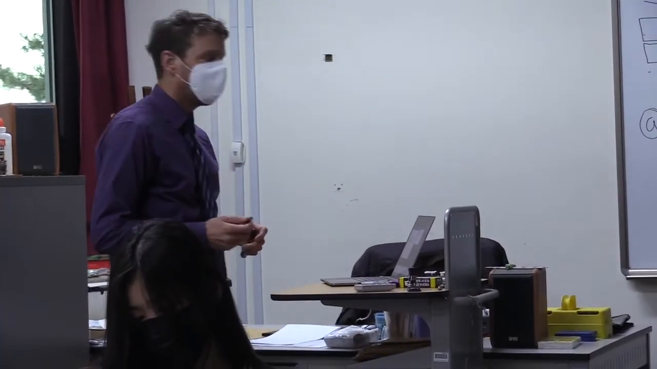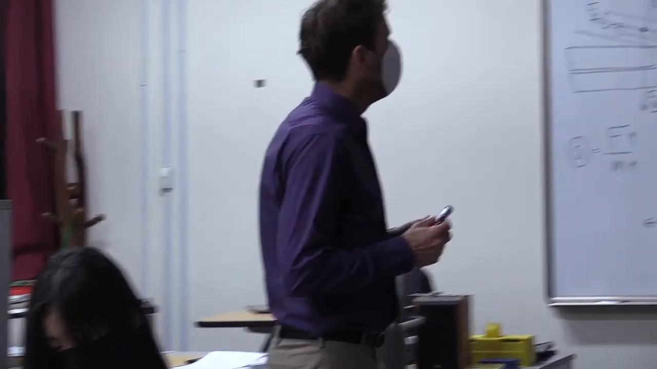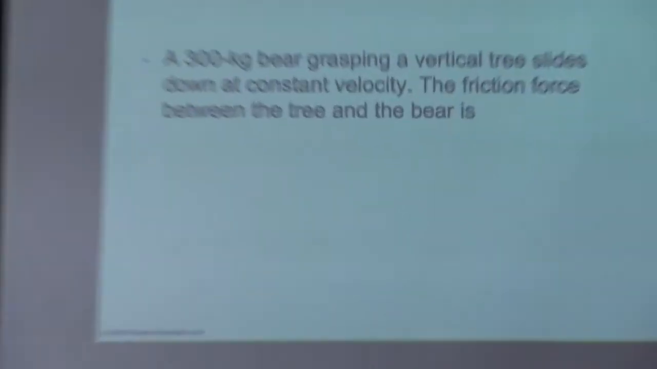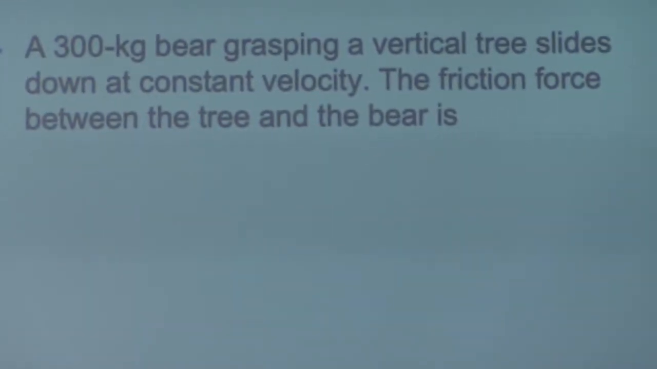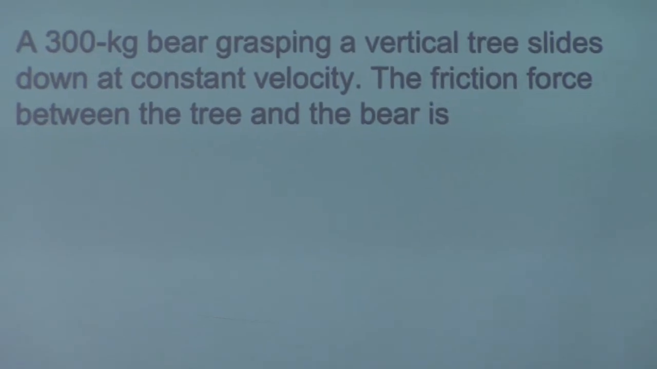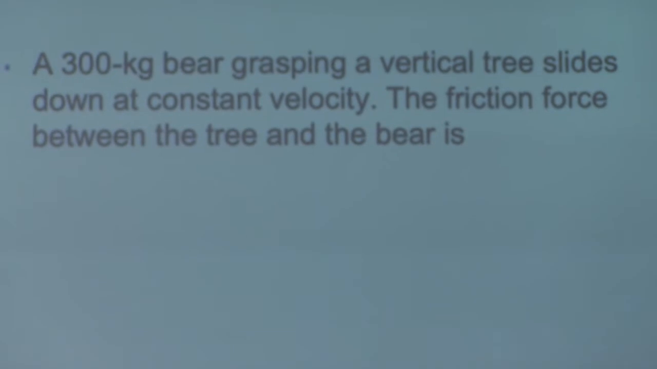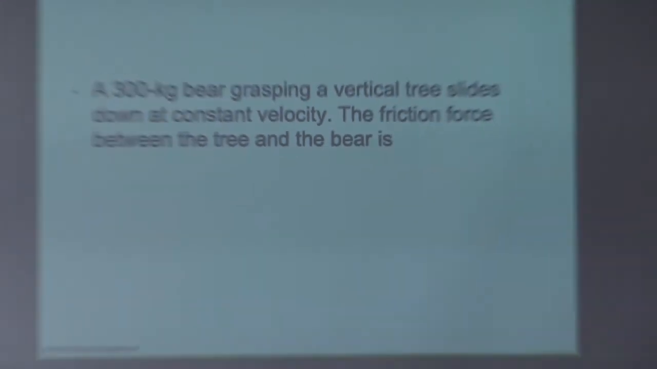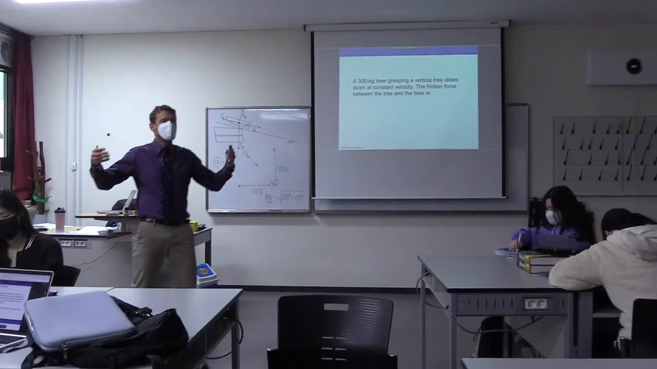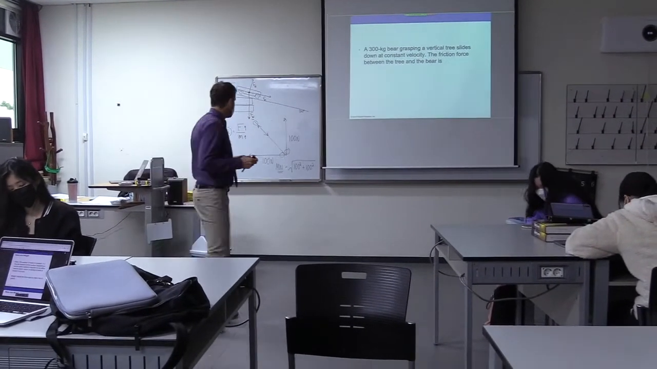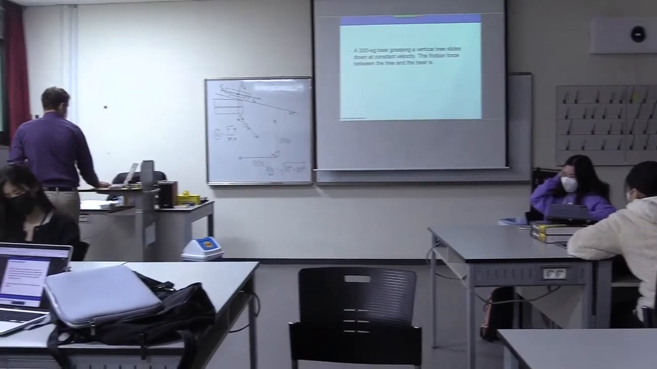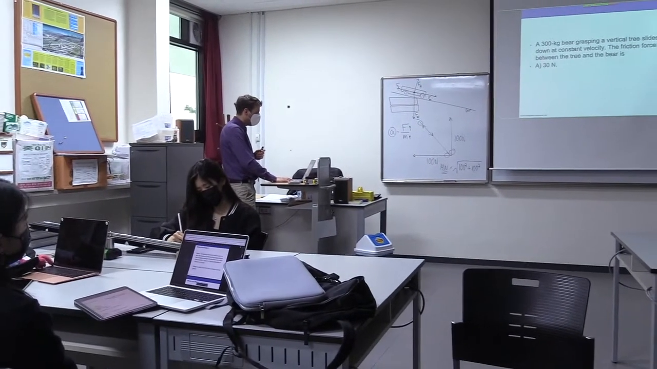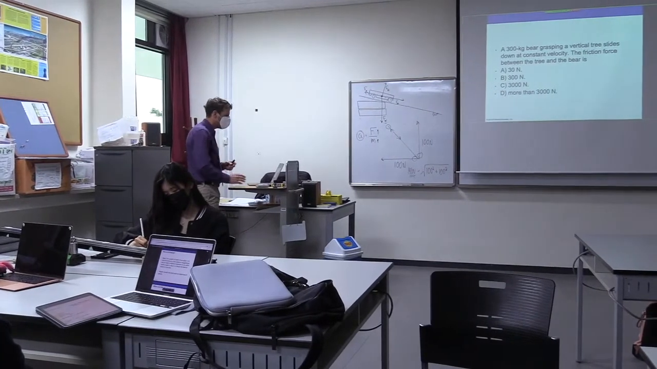This one's actually kind of fun, a little bit more of a real world problem. A 300-kilogram bear is grasping a tree, and bears do this. They climb up a tree. The way they get down is not head first. They have to go down with their rump first because they're so top heavy. So they slide down the tree, but they don't want to just drop down the tree fast. So the bear will use friction on the tree. And the friction force between the tree and the bear is what? If it's a 300 kilogram bear, what do you think the friction force is?